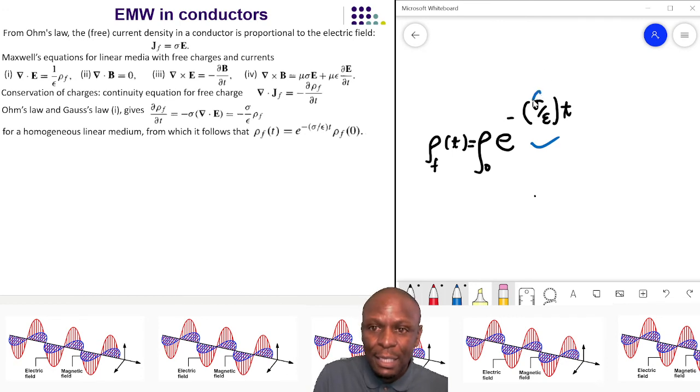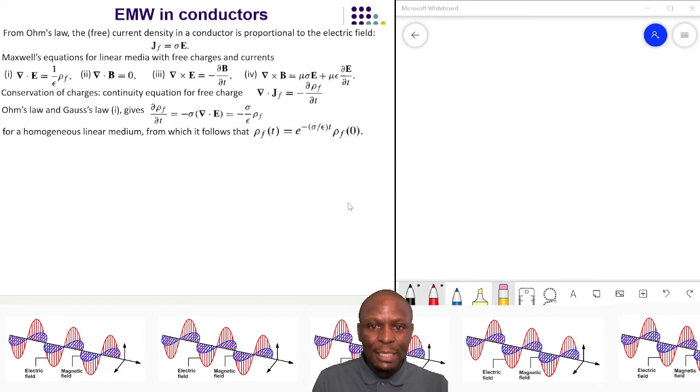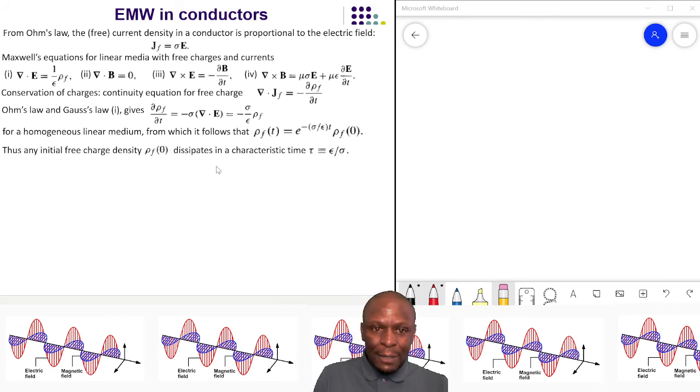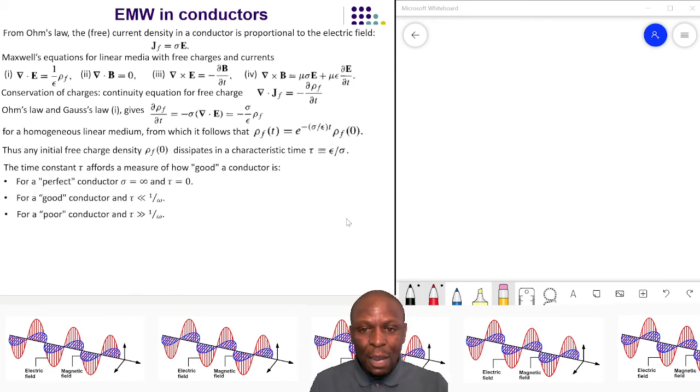Now, this is nothing else but the characteristic time, which is denoted by tau. What is very important is that I want you to know that the characteristic time tells us how good a conductor is. For example, for a perfect conductor, sigma, the conductivity, goes to infinity. This sigma is conductivity, not the surface charge. The conductivity goes to infinity and the characteristic time is equal to zero. But for a poor conductor, the characteristic time is much greater than 1 over omega. And for a good conductor, the characteristic time is much less than 1 over omega.